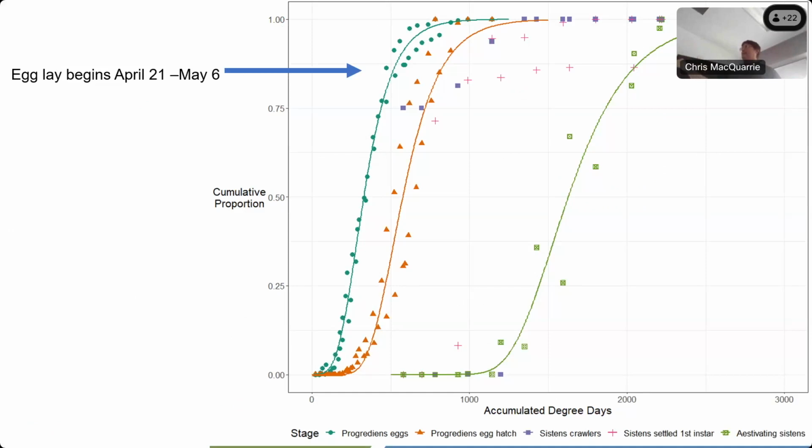So when we did that, did all that counting, and fit the model, you get graphs like this, and you can sort of extrapolate from the accumulated degree days roughly when egg lay begins in these sites. So egg lay last year was about anywhere from April 21st to May 6th. Egg hatch, which is the orange line, about the 18th to 30th of May. And then you notice there's some spots in here that we didn't model, and I'll explain that in a moment.